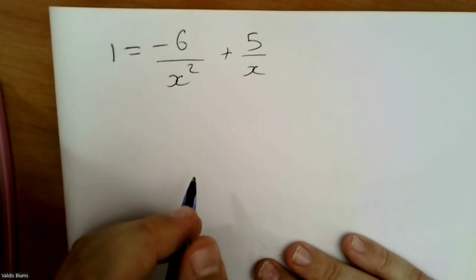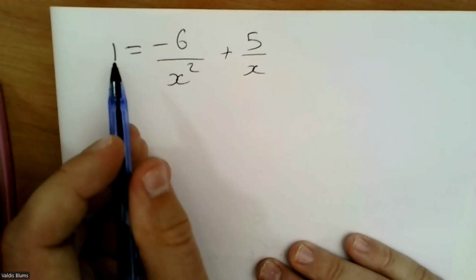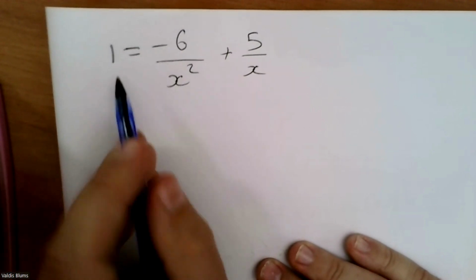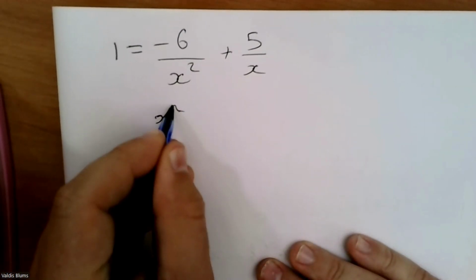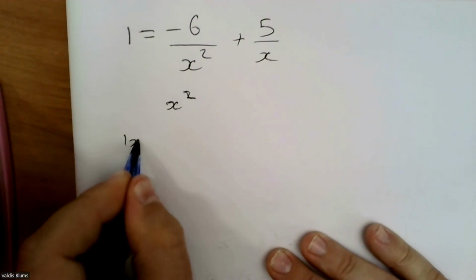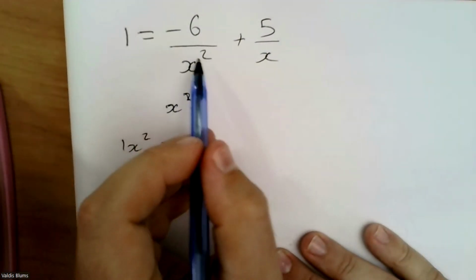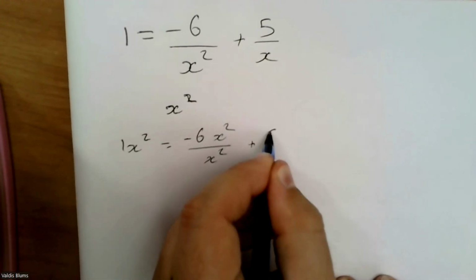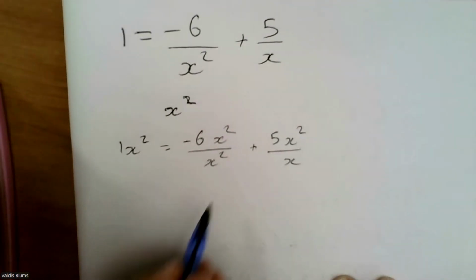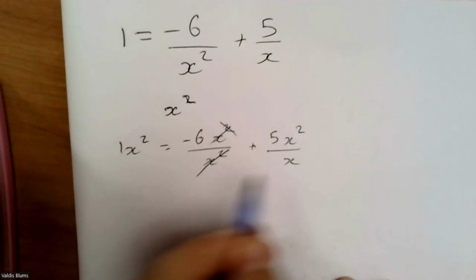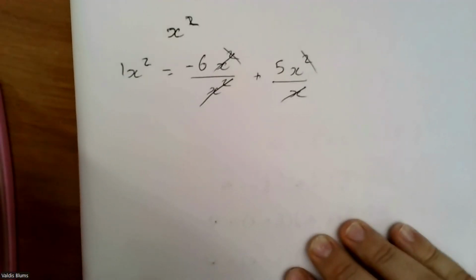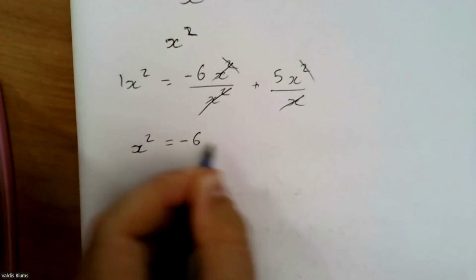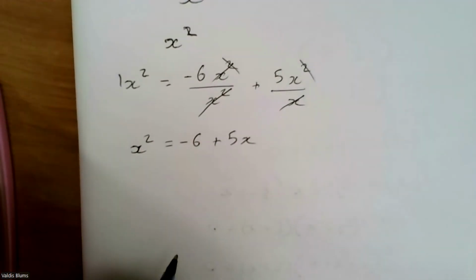Okay, this one was a little bit tricky to start out with. What you're wanting to do is get rid of these denominators. So what we're going to do is multiply every single term by x squared. So this becomes 1x squared is equal to negative 6x squared on x squared plus 5x squared on x. You can see these ones divide out. This divides out with that. And we're left with x squared is equal to negative 6 plus 5x.